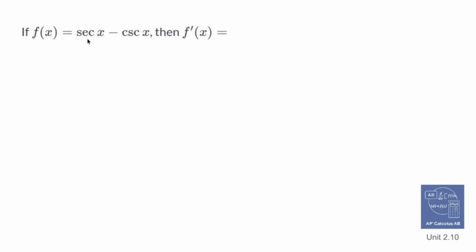If f of x equals secant x minus cosecant x, then f prime of x is what? Well, this is just a matter of memorizing the derivatives of secant and cosecant. There's no attachments here, none at all. The derivative of secant is going to be secant x tangent x, so let's write that out. Secant x tan x minus the derivative of cosecant, which is negative cosecant x cotangent x, like so.